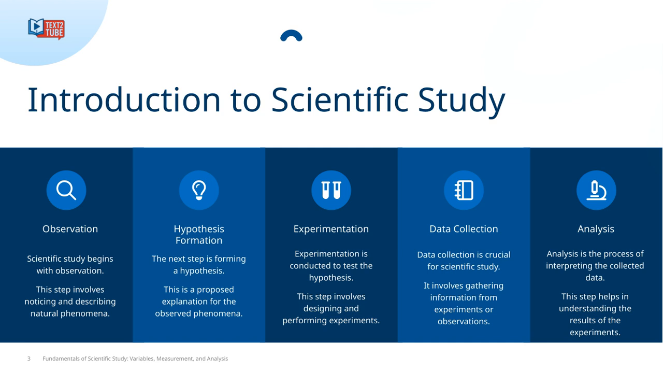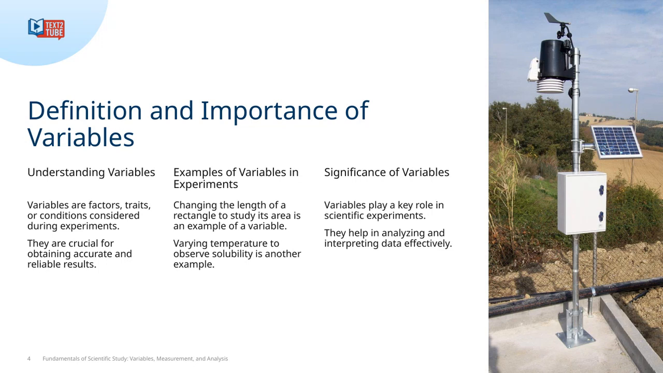Let's talk about the fundamentals of scientific study, focusing on variables, measurement, and analysis. On this slide, we'll explore what variables are and why they are so important in experiments. Variables are essentially the factors, traits, or conditions that we consider and manipulate during our research. They help us analyze and interpret data effectively, making our findings more meaningful.